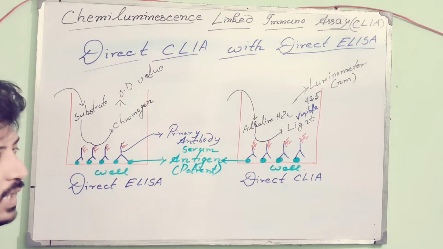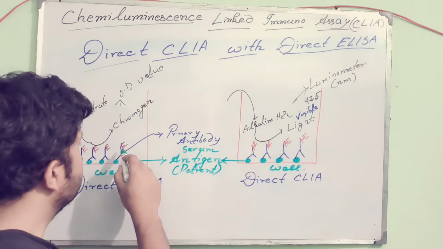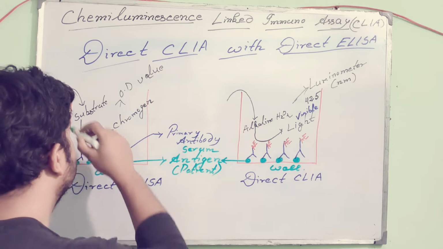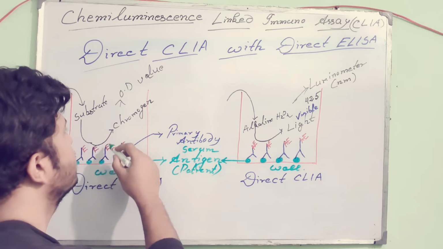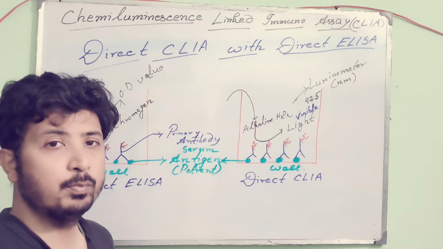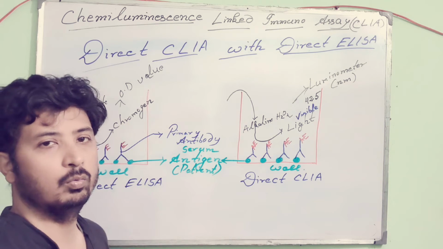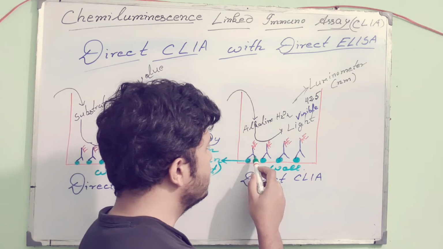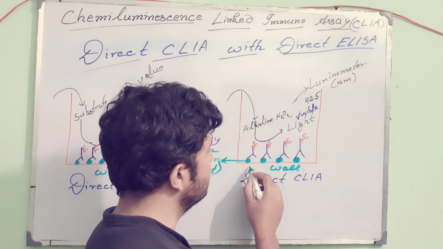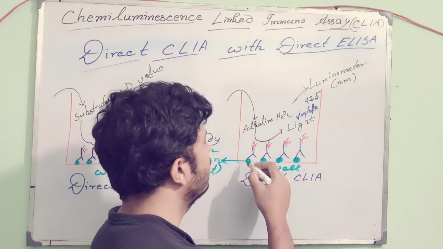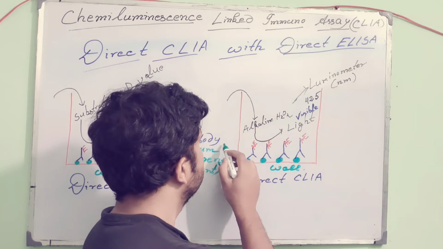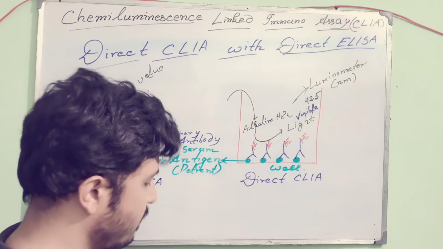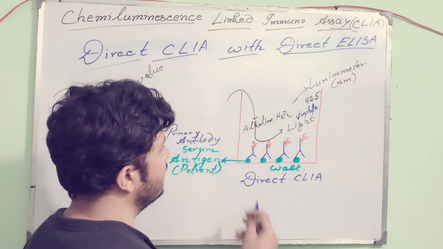Now you give a single antibody in case of direct ELISA, which is conjugated with enzyme, either HRP or alkaline phosphatase, whatever it is. Now you give the substrate, the enzyme will convert the substrate to chromogen, which itself is a colored product, and that is measured through OD value. That is the case of ELISA. But here the same antigen was given, that is captured by incubation, and after that the primary antibody is given. Now this primary antibody is not conjugated with the enzyme. Here it is conjugated with AE, that is acridinium ester.